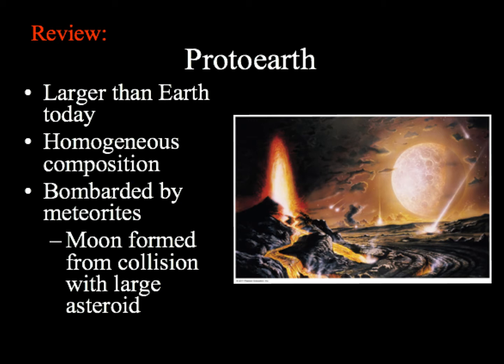It would have been a very unpleasant place, with meteorites crashing down on it all the time, as more and more material built up these early protoplanets. At one point, a Mars-sized object collided with the Earth. This collision actually created the Moon, but we'll talk more about that later.